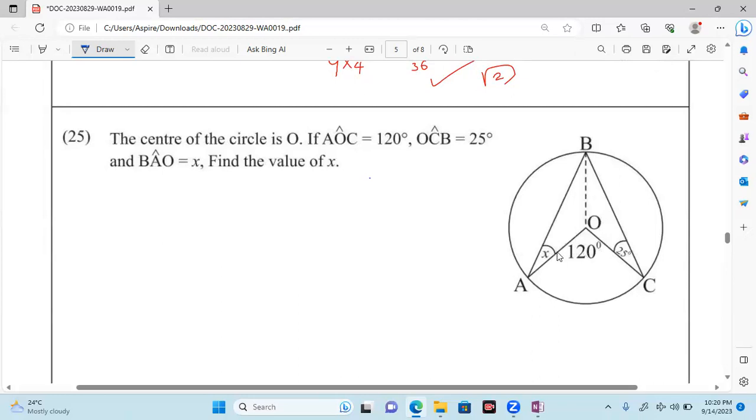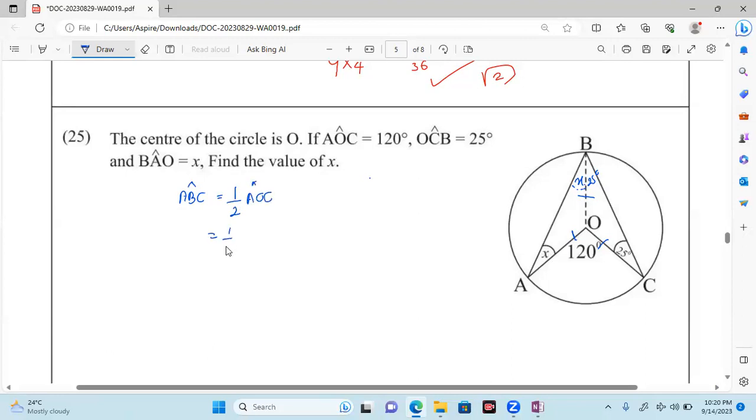Now you can identify that OA, OC, OB are what? They are radii of the same circle. That means they are equal to each other. Then as sides are equal in a triangle, their opposite angles are equal. Therefore, this becomes X. Then here, this is 25. With the help of the theorem related to circles, we can write that angle ABC equals half of the angle AOC.